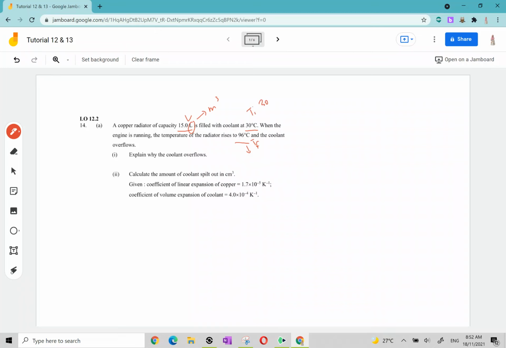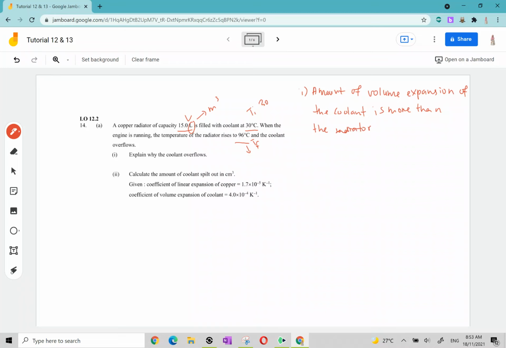Okay, so at temperature 96, the coolant will overflow. Why does it overflow? First of all, it is caused by the amount of volume expansion of the coolant is more than the radiator. So this one is the reason why the coolant overflows.